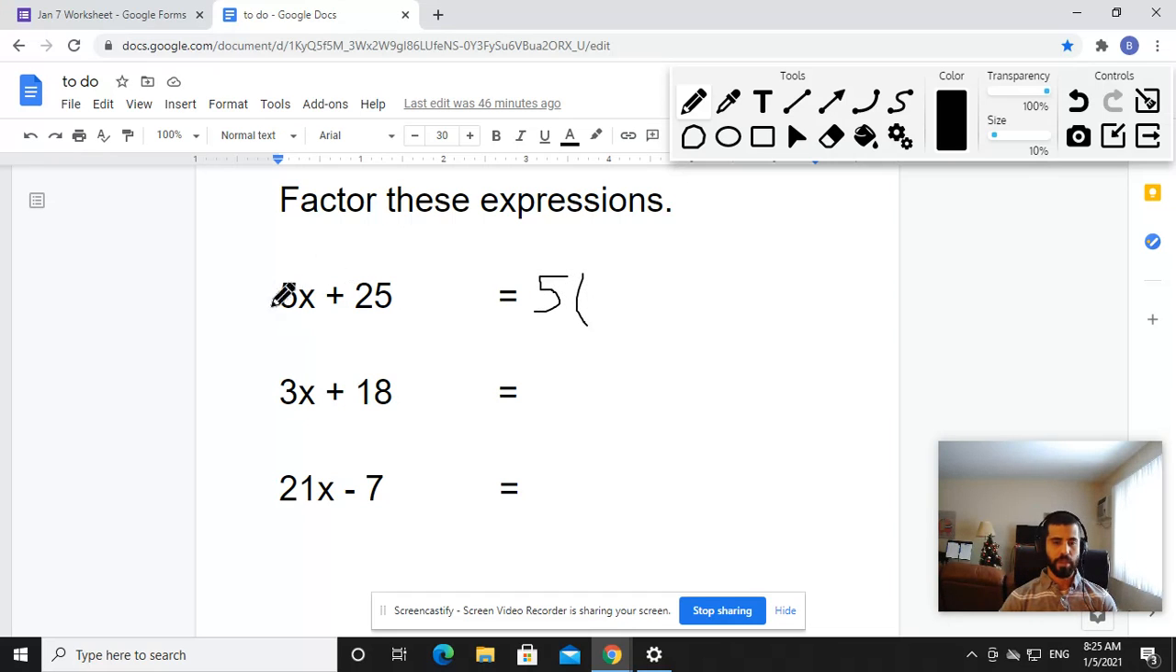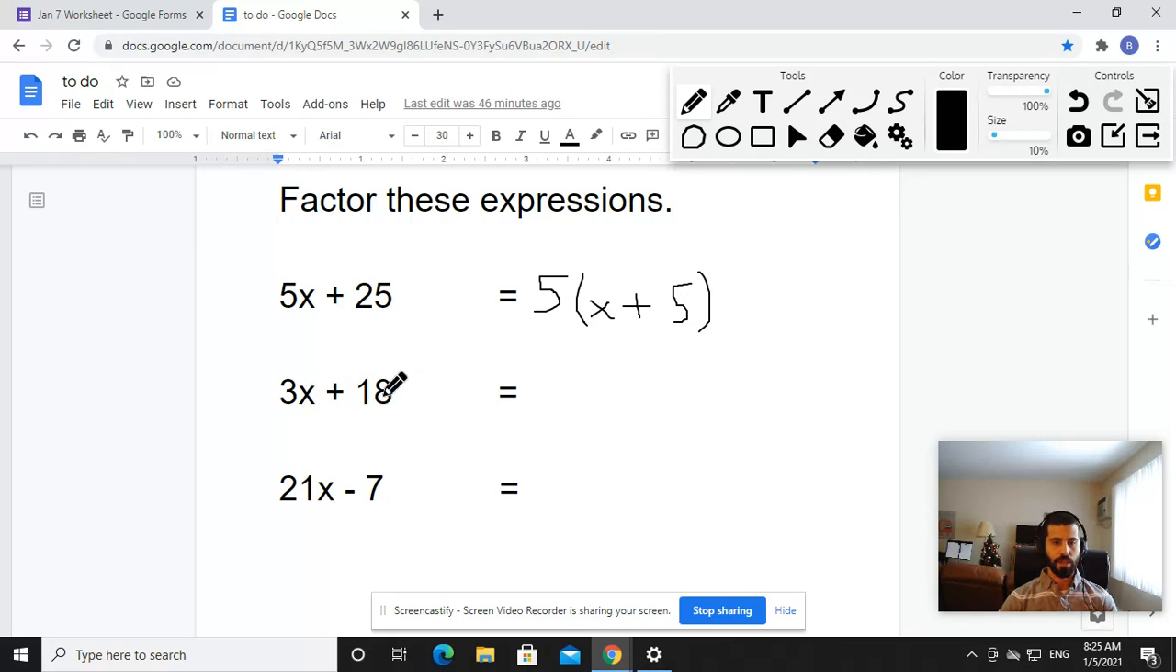Now what happens when we divide this by 5? It becomes just x. So 5x divided by 5 is just x. And then 25 divided by 5, keep that plus sign, is 5. And this is our end result after factoring.